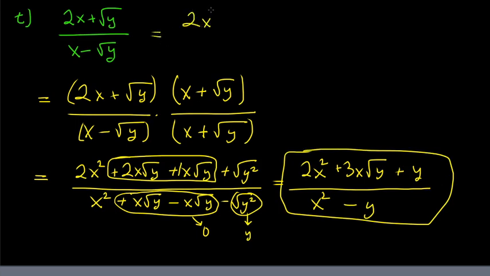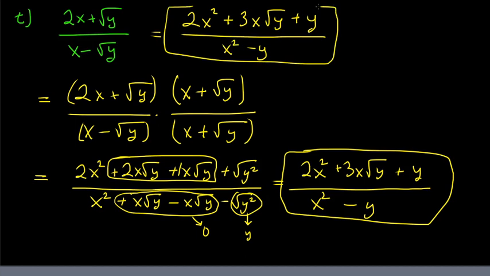So, yep, even though it doesn't look simpler, 2x squared plus 3x square root of y plus y all over x squared minus y. This is considered simplified because it does not contain a radical in the denominator. The square root of y is not allowed in the denominator. Okay.